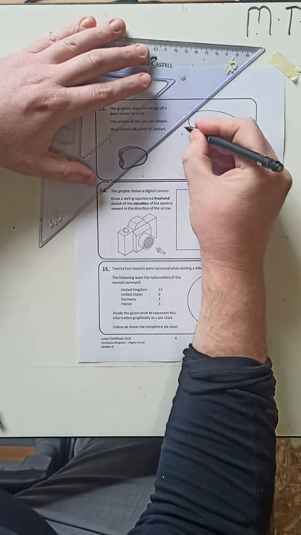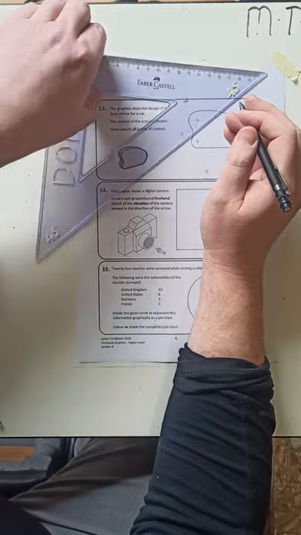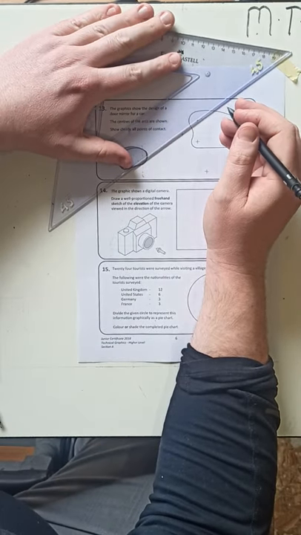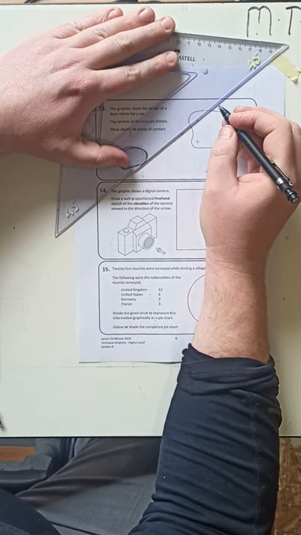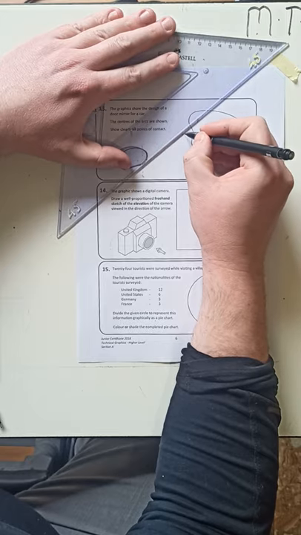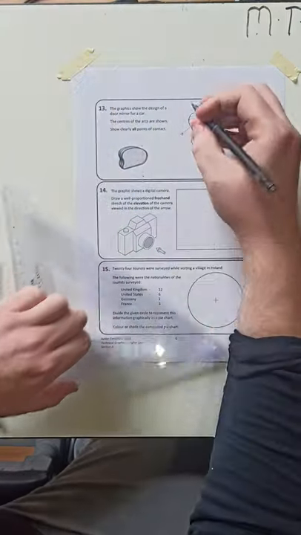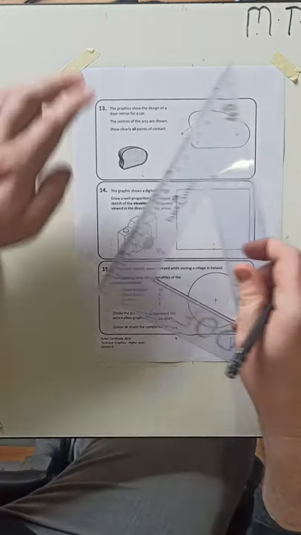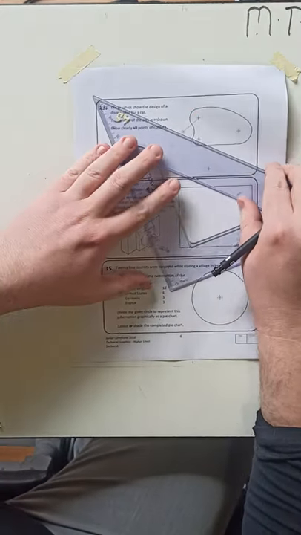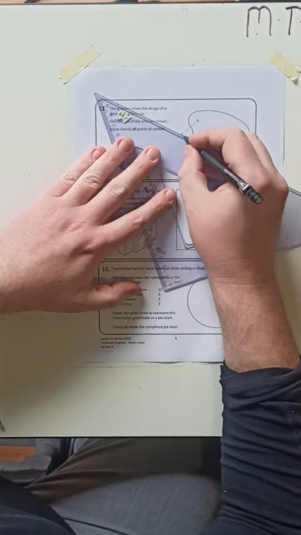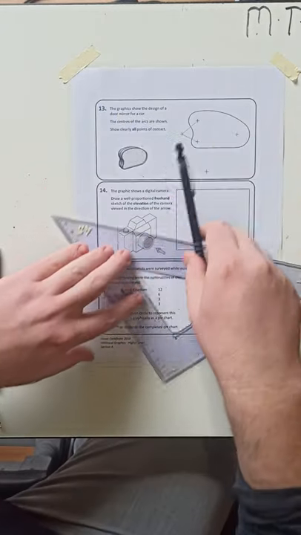So if that's the centre of that circle and there is that circle, the point of contact between the two of them is where it crosses through both if I join the two centres. There. Same on this one, that's that big circle, that's that small one. Join the two centres. There we go, like that.